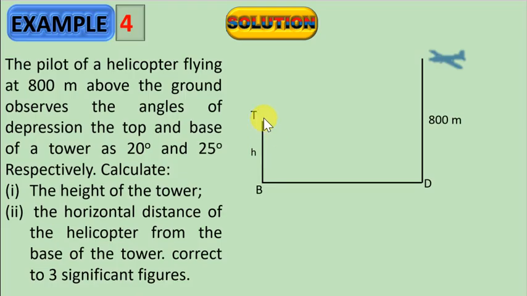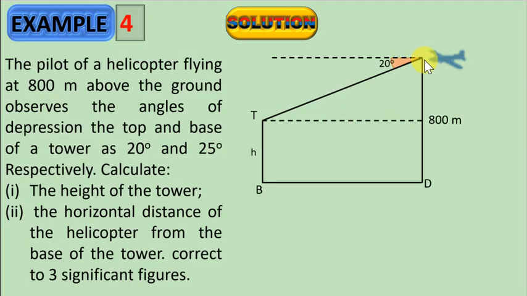So the pilot of this helicopter will observe the angle of depression of the top, and also the angle of depression of the base. The angle of depression of the top, we are told, is 20 degrees. So now we represent that. That's the angle of depression of the top of the tower. Then the angle of depression of the base of the tower is 25 degrees, and we also represent that. That is 25 degrees. You can see it in red.